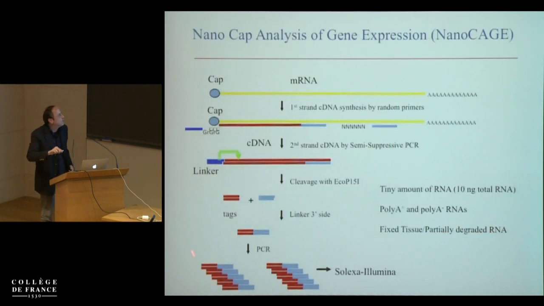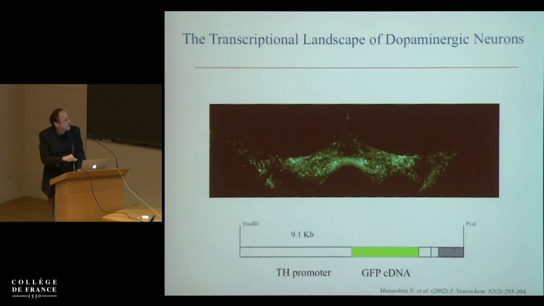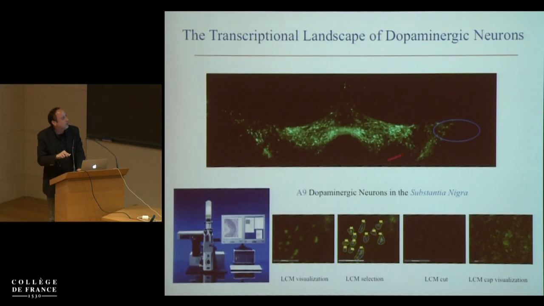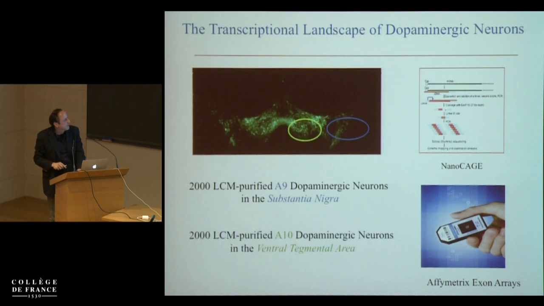In order to do that, we resorted to a variation of the CAGE that is called nanoCAGE, that gives us 3 advantages. First of all, it allows us to start from tiny amounts of RNA. It can work on poly A- and poly A+ RNA. Many of these long non-coding RNAs are poly A-, and it works in fixed tissue, with partially degraded RNA. I don't want to go into the details, so we took advantage of transgenic mice with dopaminergic neurons labeled with GFP. We took advantage of laser capture microdissection to differentially purify A9 and A10 dopaminergic neurons, and then we applied nanoCAGE.